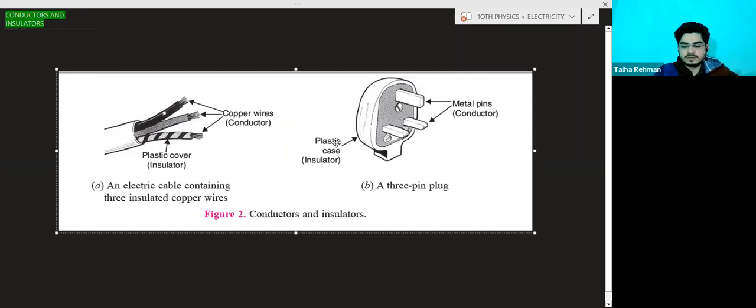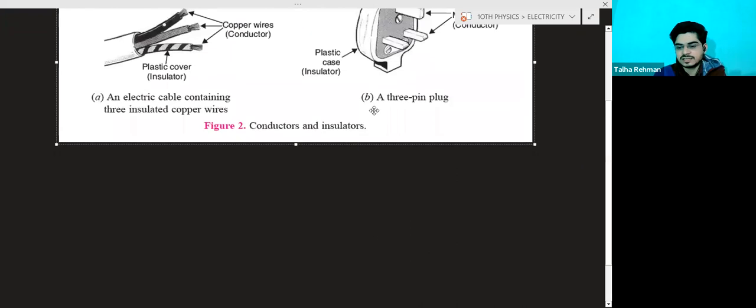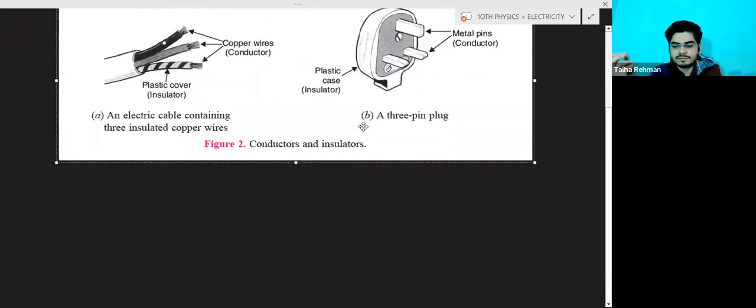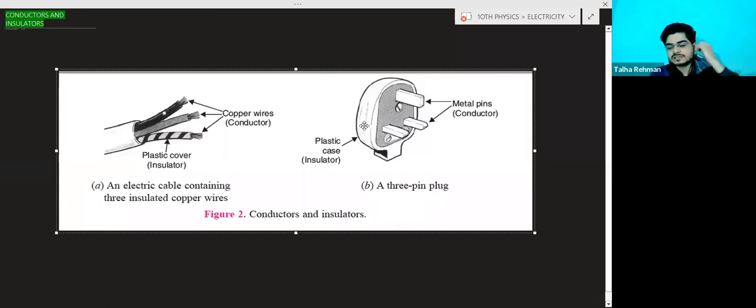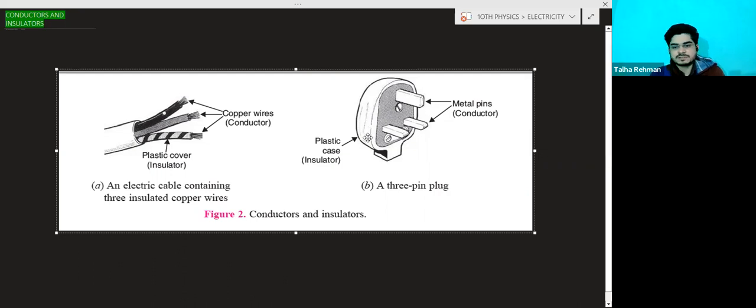This plastic is the insulator. Insulator means in plastic the current cannot flow, but these are the metal pins. Through these metal pins the current will flow through the plug, and this plug will be connected to somewhere else. So conductors and insulators are there. Here this plastic case is the insulator. And why have we made it an insulator? Because if this plastic case were conducting, when you touch this, due to the electric force, that would affect your body. That is why this is made of plastic.